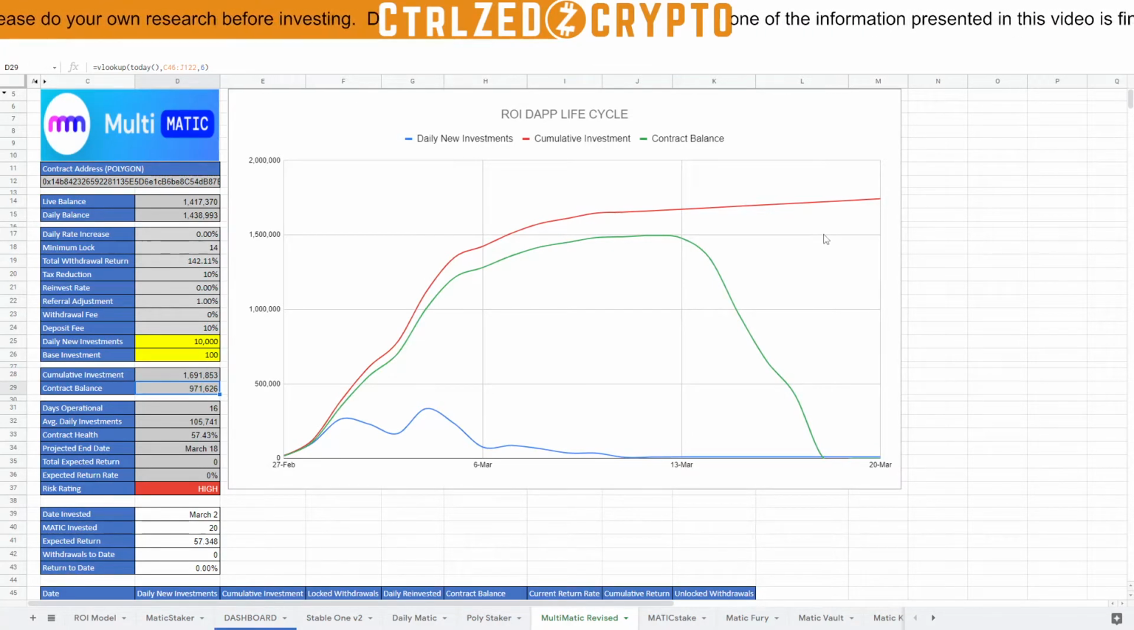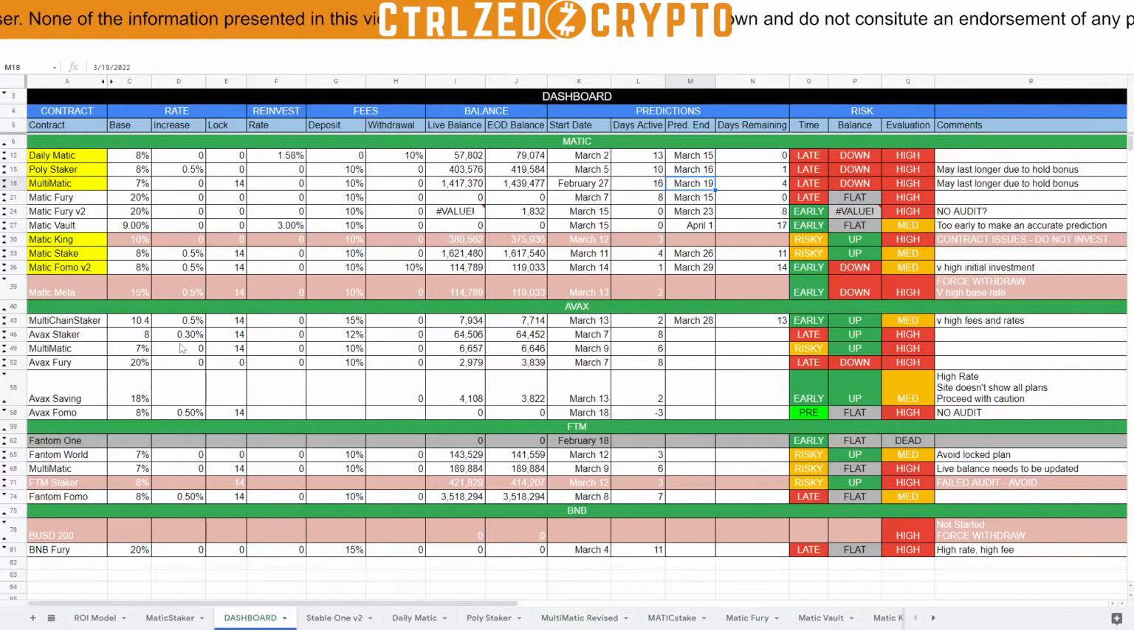And as soon as people start panicking and realize that the line is dropping, it's not going to just drop a little bit because everyone can get their money out. It will absolutely just fall off a cliff. So that's what I'm predicting for Matic, and let's see how that plays out.